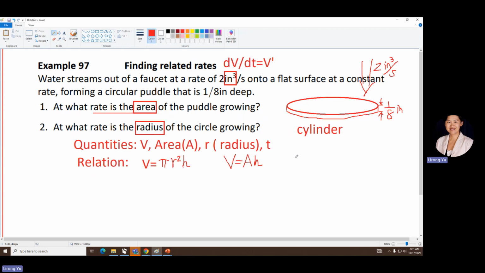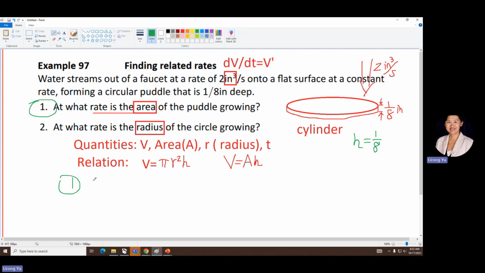All right, let's try to find the relation. Through all this question, we already realized that the height is being held constant. So in the cylinder, the height is equal to 1/8. The depth of the water puddle, the circular puddle, is 1/8. So in the formula, H is 1/8. There are two questions. Let's try to finish number 1.